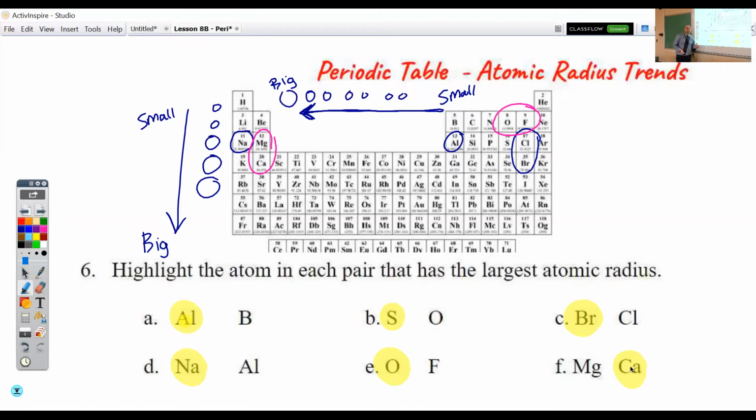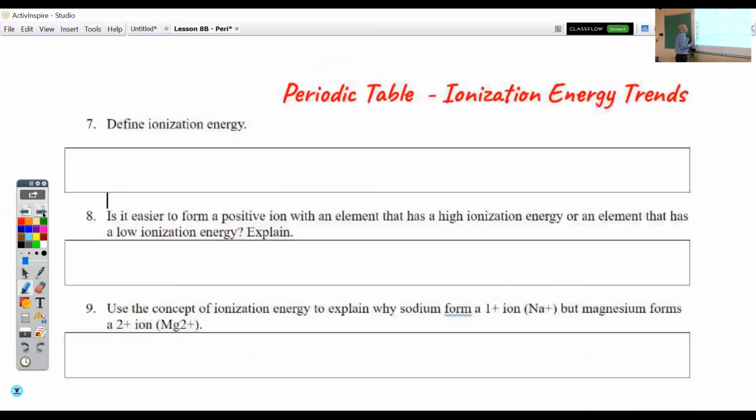Okay, we will have a similar question to this on our test or quiz. Let's take a look at our next slide here. The next part we're going to move into is talking about ionization energy. So ionization energy is the energy required to remove an electron, basically to pull an electron off of an atom.